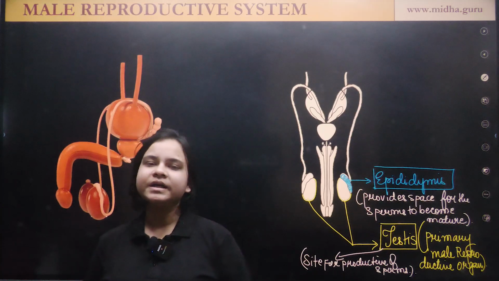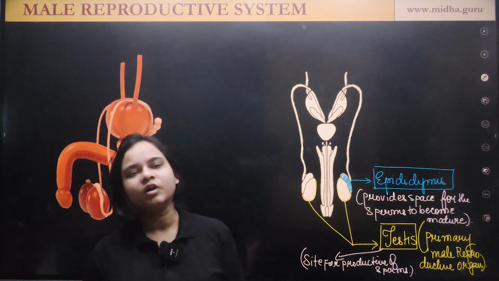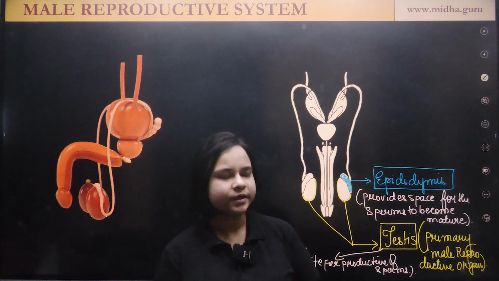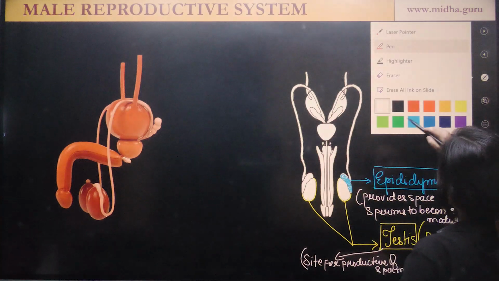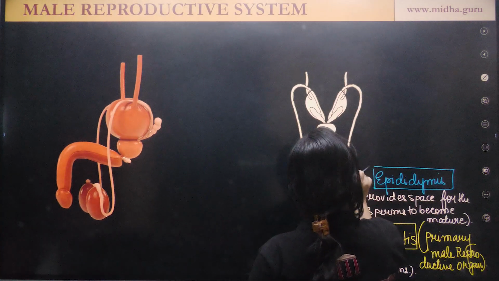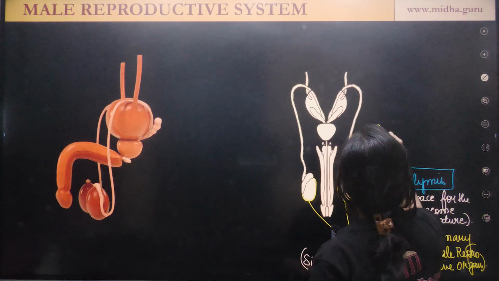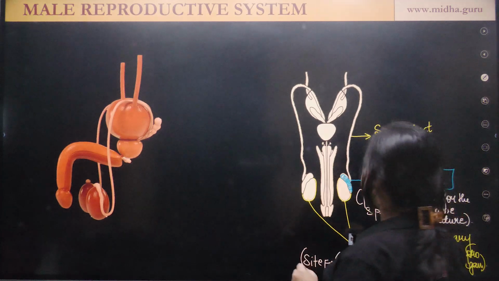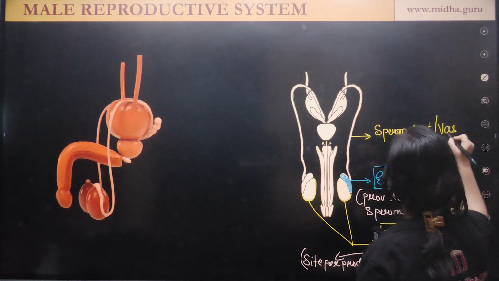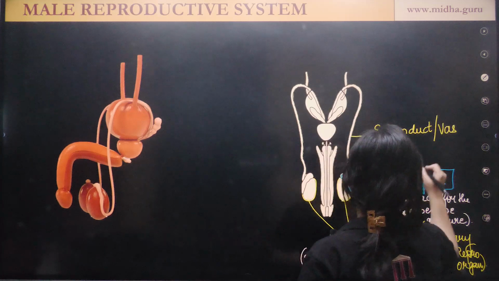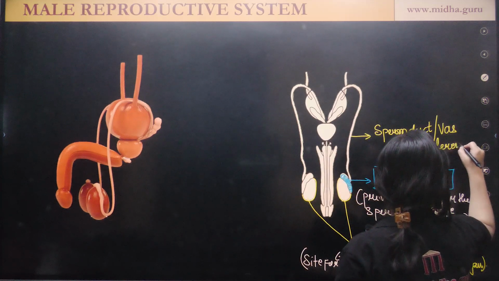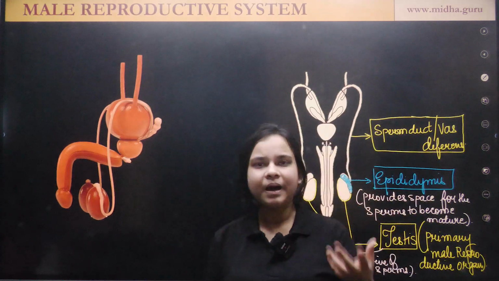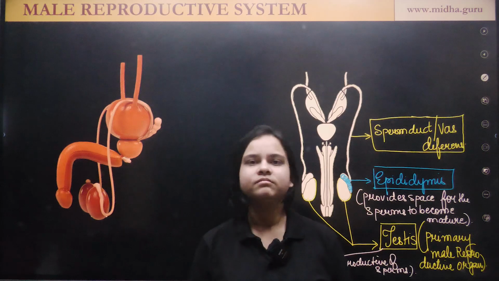For the transportation part, it needs a passage or a duct. As I have already explained, a duct is basically a passage through which a substance gets transported. So here also there is a transport passage. This narrow passage is called the sperm duct, or more technically the vas deferens. Why do we call it the sperm duct? Since the sperms pass through it, we call it the sperm duct.